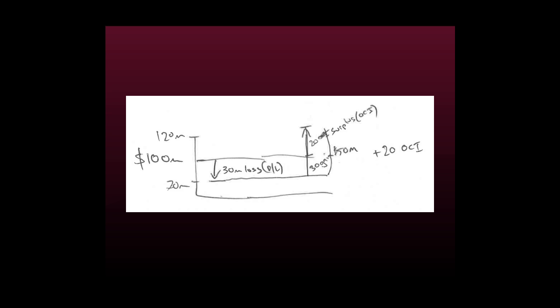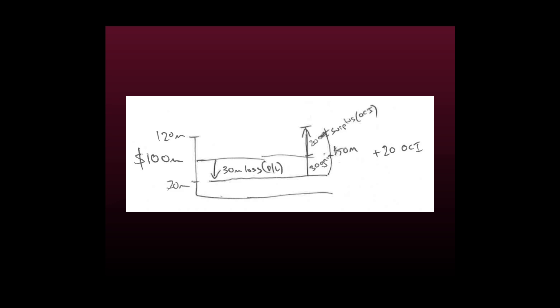So if we've had a $100 million asset, so that's sitting there, and we go down to 70 million, that's a $30 million loss. If we have a $100 million asset and it goes up to 120 million, that's a $20 million surplus. So it's asymmetric. We go down, we get the loss effect, which is profit and loss. We go up, we go to surplus, which is OCI. So that's profit and loss. That's OCI.